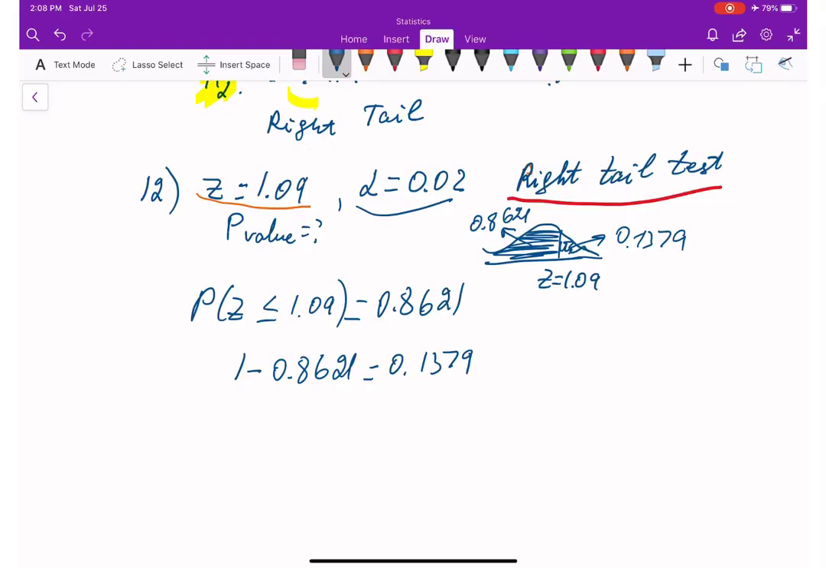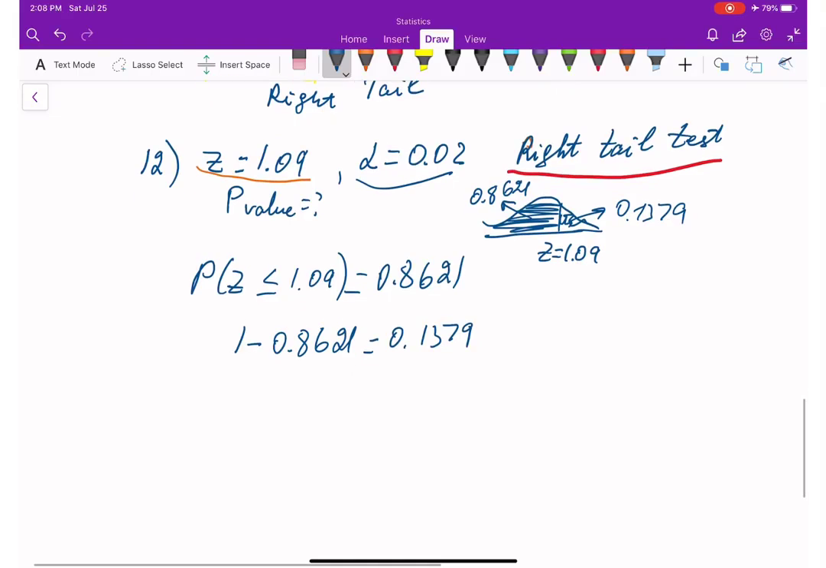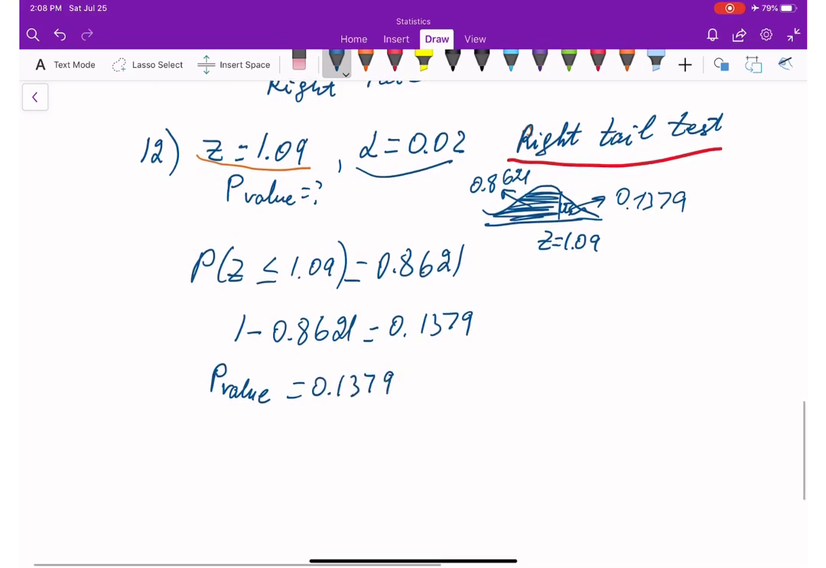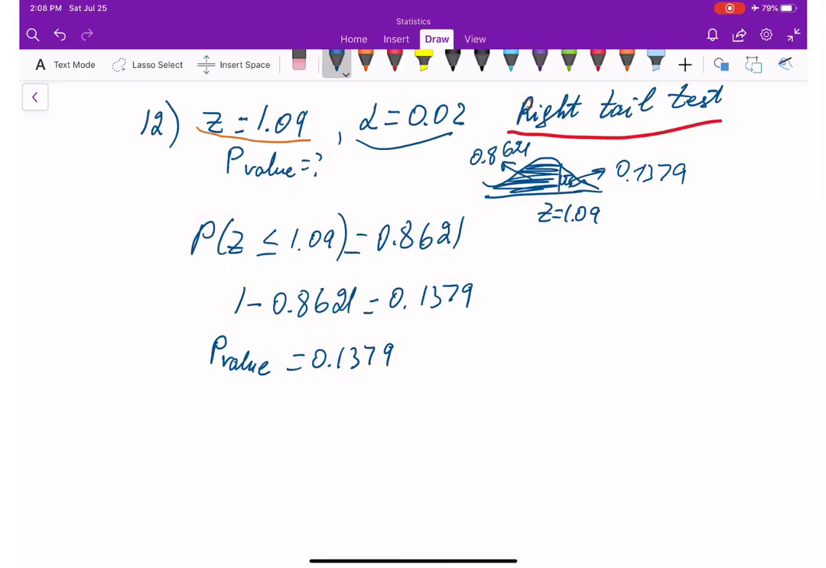Okay, so next step, we need to find out if we are going to reject or fail to reject the null hypothesis. What we're gonna do, this is our p-value. So the p-value is equal to 0.1379. So next step, we need to compare this p-value to alpha. We need to compare p-value versus alpha.